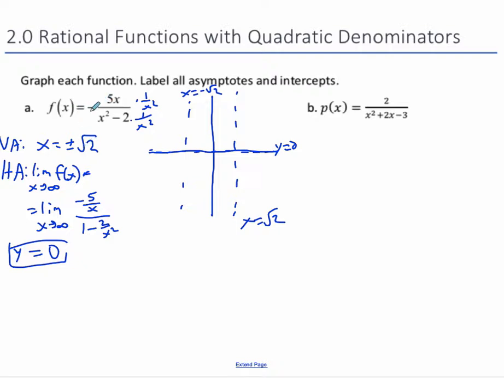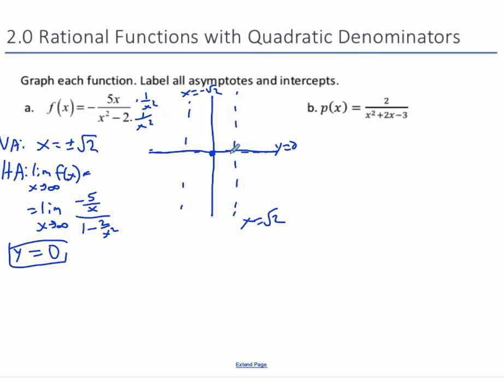We can get the y-intercept by just plugging in x equals 0. So this is the y-intercept. And x-intercept, we set this equal to 0. We also get the same point, so 0, 0 looks like our intercept. So let's take a look at what's happening when we get close to root 2, get close to this asymptote.